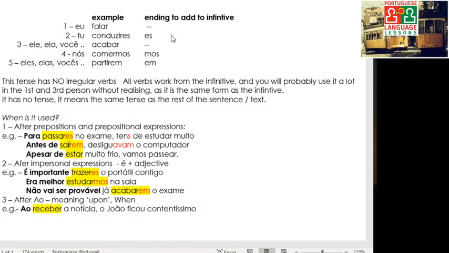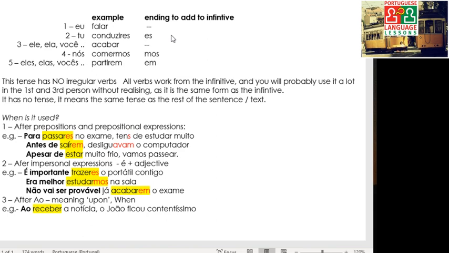So here, some examples. Falar, for eu. Conduzir, for tu. Acabar, for anyone in the third group: ela, você. Comermos, for nós. And partirem, for eles, elas, vocês.